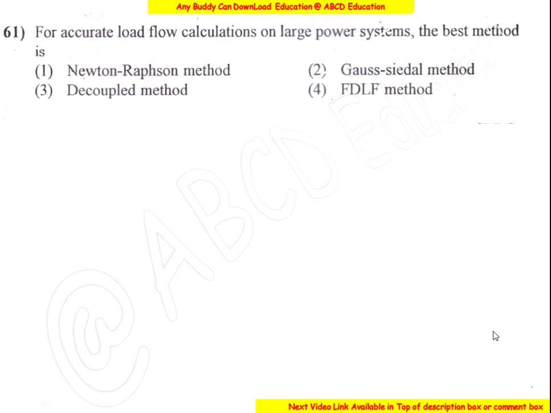Now come to question number 61. For the accurate load flow calculation on a large power system, the best method is, for a large power system and accurate load flow calculation, we use only the Newton Raphson method. Okay, so the first answer is correct.